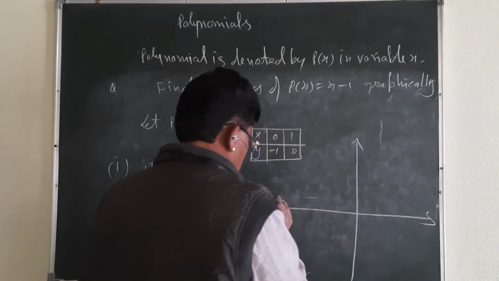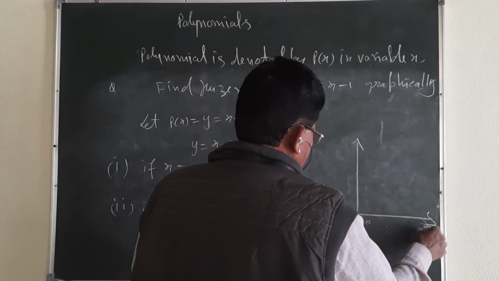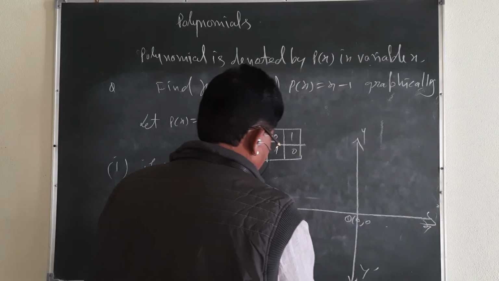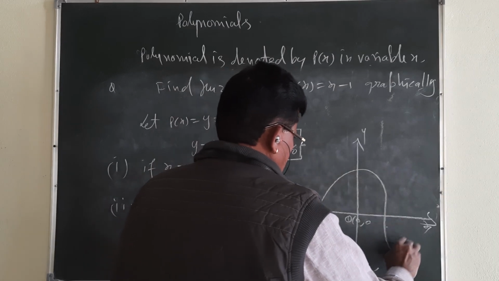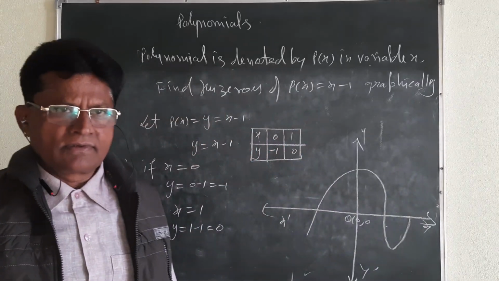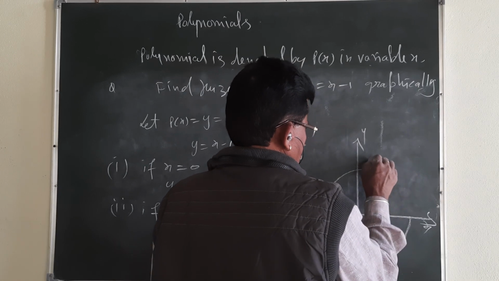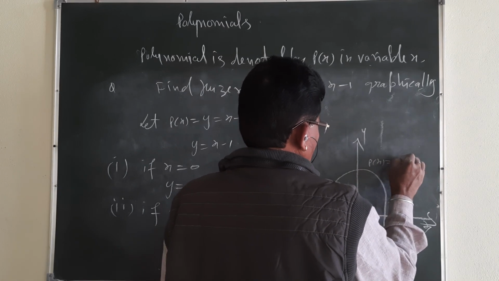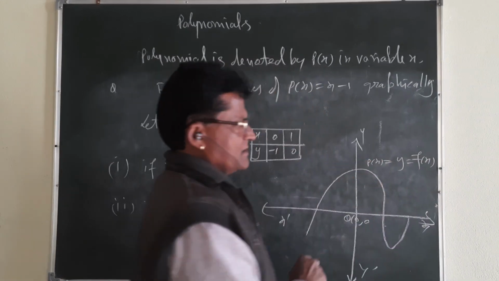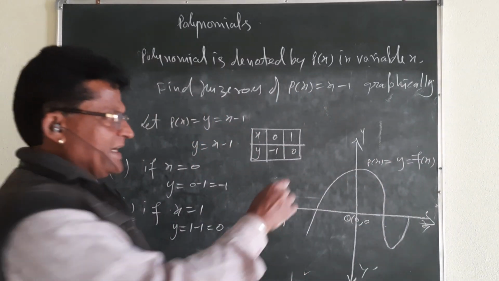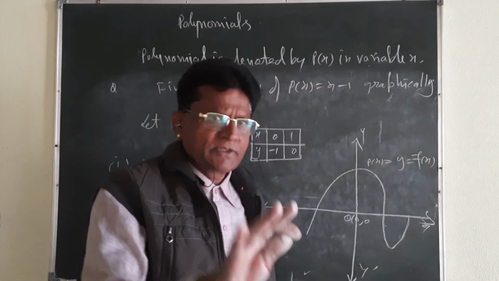Suppose this is a graph generally asked in the examination in different ways. This is the x-axis, y-axis. I am going to draw the graph. Suppose, dear student, this is the graph of p(x), which is equal to y. Sometimes it may be given as f(x), that is also the same thing. In competitive examinations, it may be given as f(x) instead of p(x), that is the same thing.